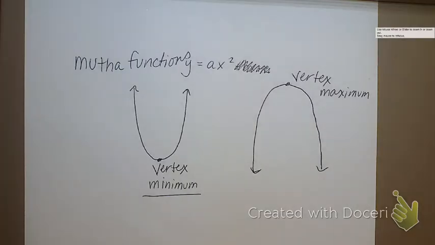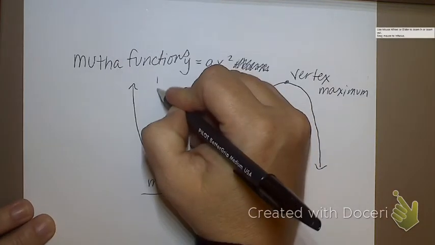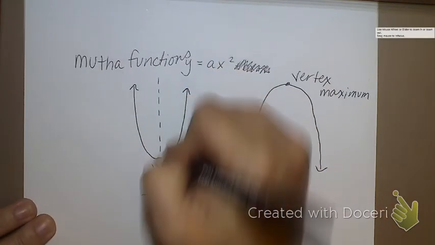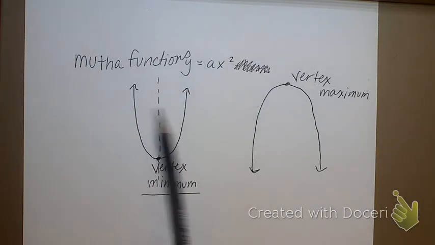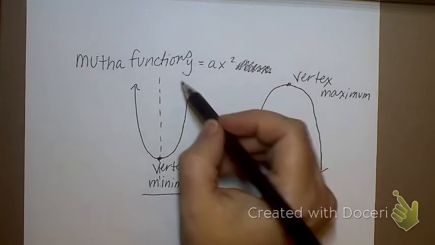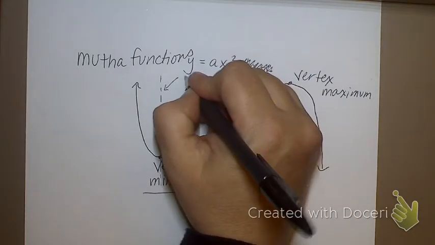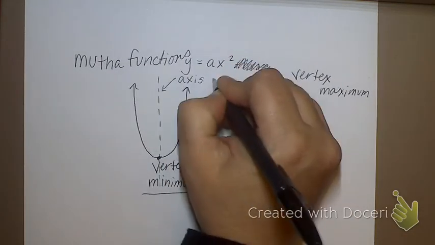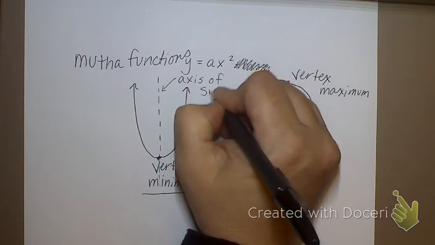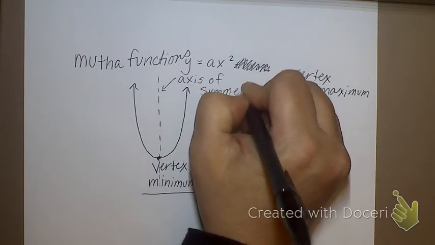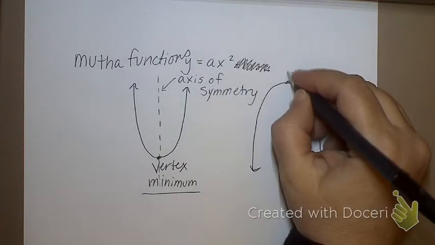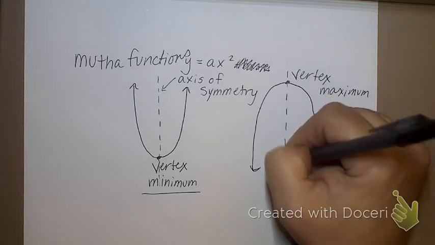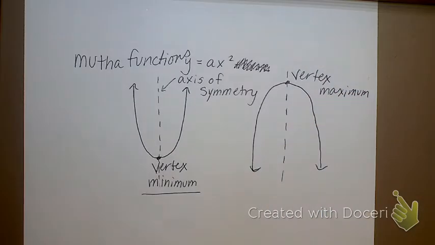Okay? So what else do we need to know about this? In a parabola, we have a mirror image. That means that we have a reflection across a specific line known as the axis of symmetry. Meaning that it's symmetrical on either side. And the axis of symmetry always goes straight through that vertex.